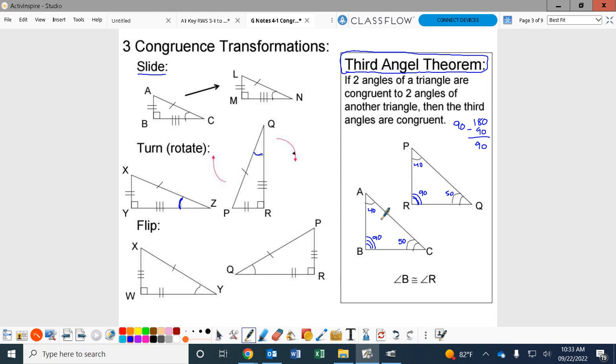So far, so good? How do you say that word? Third angle theorem. Theorem, yeah. It's a good question. It gets worse as you go through the day when you say it a bunch of times.